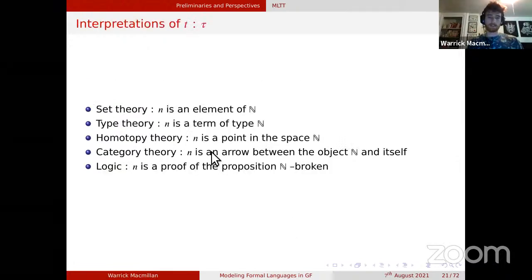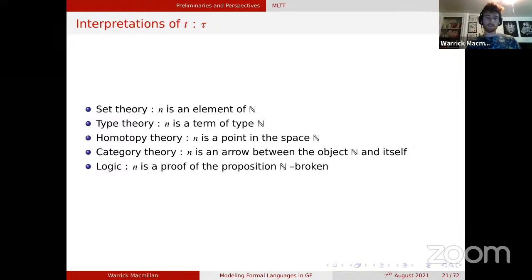So yeah, let's just show a slide with interpretations of the judgment t has type tau, because it's kind of the central judgment in some sense. So in set theory, you say n is an element of the natural numbers. In type theory, you say n is a term of type N, which is just a reiteration of this with n and N substituted for t and tau. In homotopy theory, you could say n is a point in the space of natural numbers. In category theory, n is an arrow between the object N and itself.